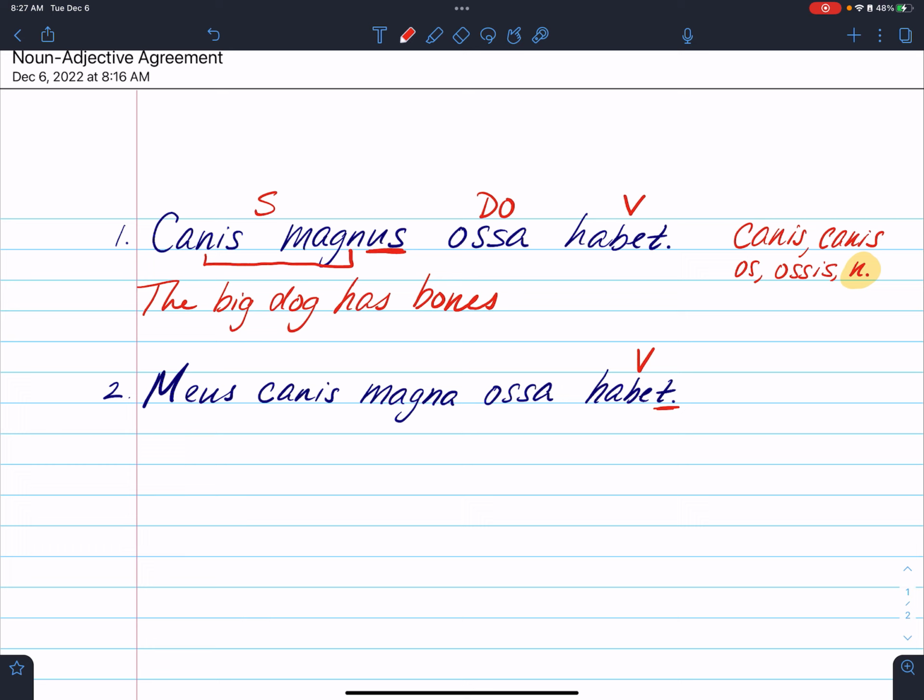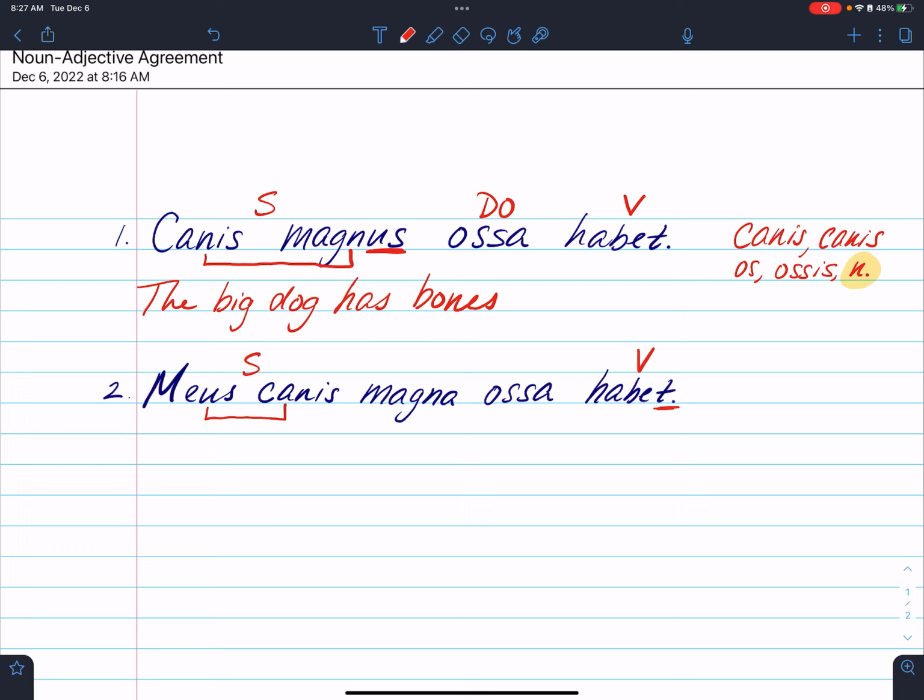It's canis, right? And how can you tell? Because it's nominative singular. Exactly. And what's going to help us here are our adjectives as well. What is nearby that's also nominative singular and masculine? Meus, good. So these two things are in agreement. All right, that's our singular subject.